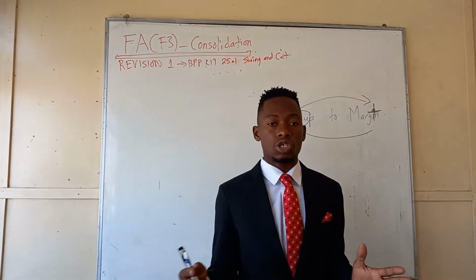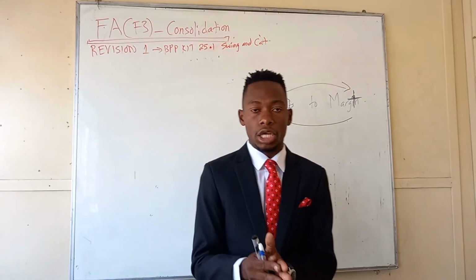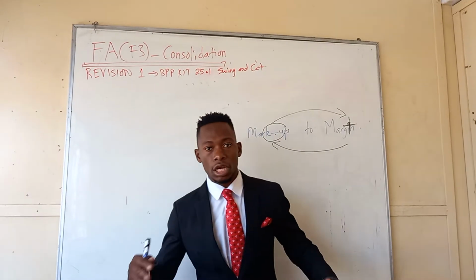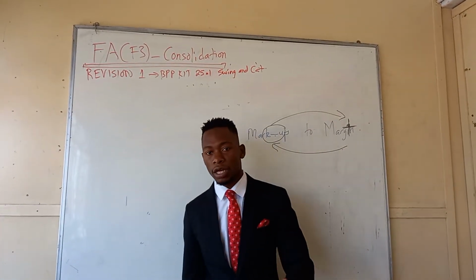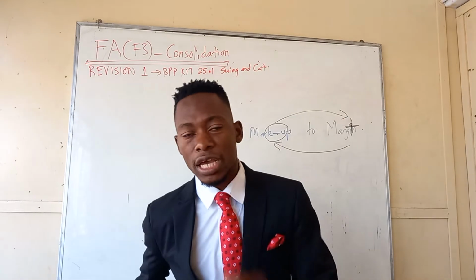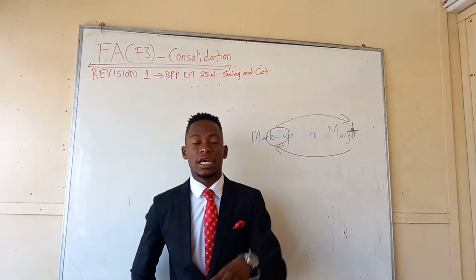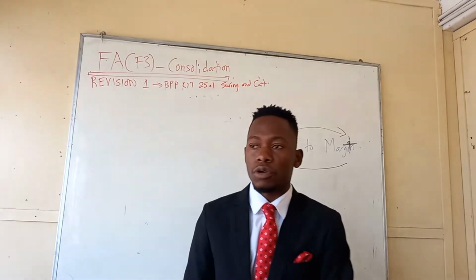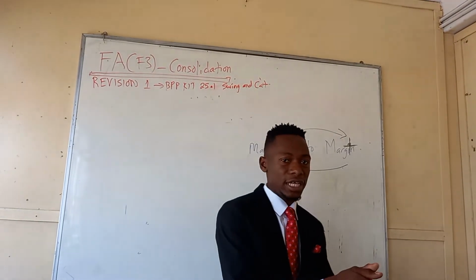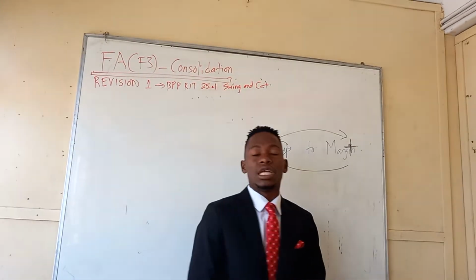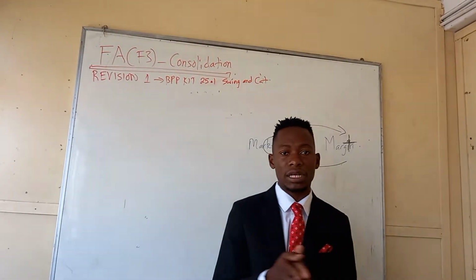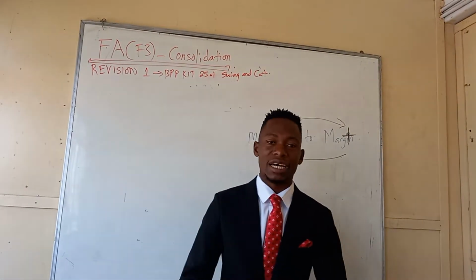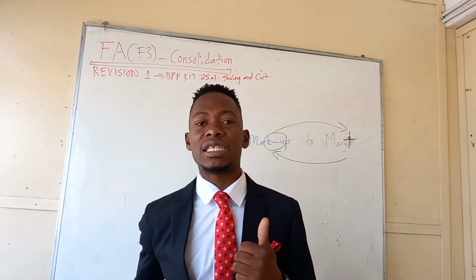Now, when you want to consolidate, it means you want to combine. It means you have to add the financial statements. You add the assets, liabilities, equity, revenues, and expenses. We are now presenting the financial statements of different entities as a single economic entity. Because when one entity controls another entity, it's called a parent, and the one that is controlled is called a subsidiary. So when we consolidate, we have to present it as a single company. That's consolidation. Consolidation means adding together.